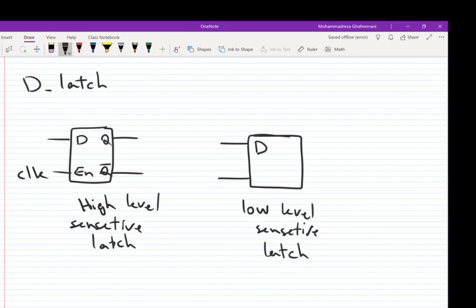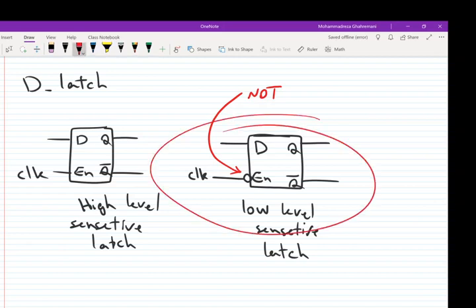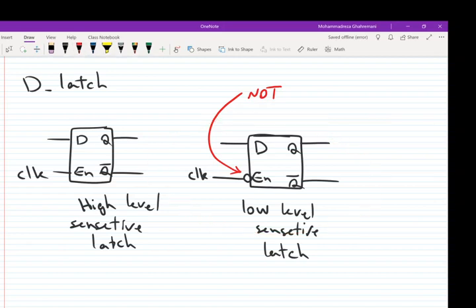we keep our D, Q, Q bar, and if you remember, I said that a small circle means not. So we have a small circle, and this one is a low level sensitive latch. So this small circle means not gate, which just inverts. Okay, so this one is a low level sensitive latch, and this one is a high level sensitive latch. What about flip-flop?